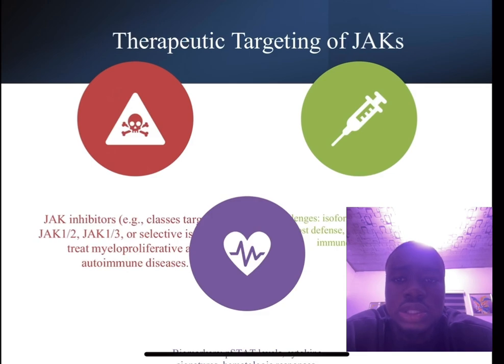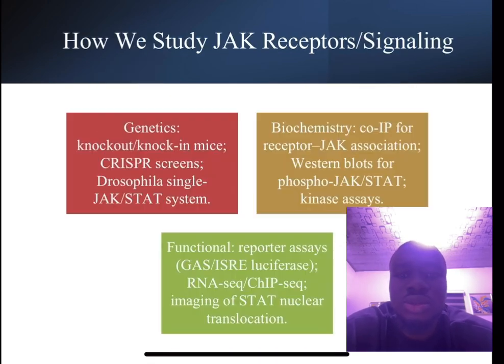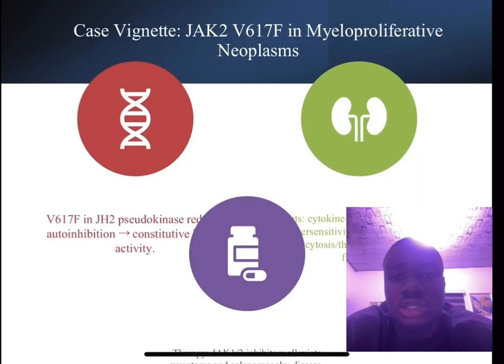Therapeutic targeting: JAKs have JAK inhibitors. One of their defects is selectivity. This is how to study JAK receptors: genetic knockout in mice, then immunoprecipitation of receptors and JAK association for kinase assays. The next one is a functional reporter assay. This is quite self-explanatory.